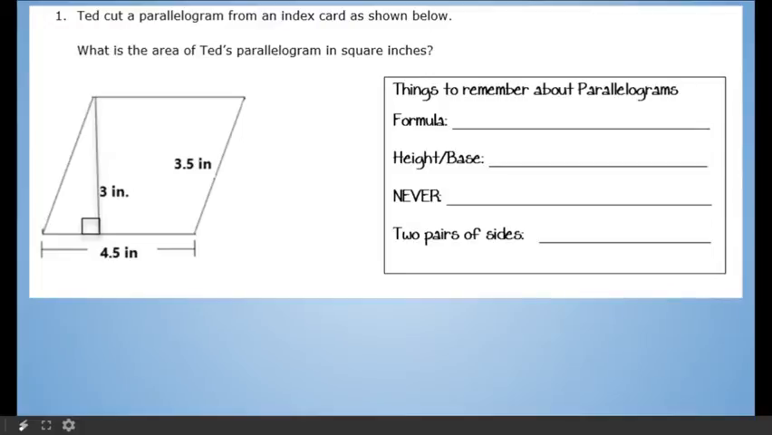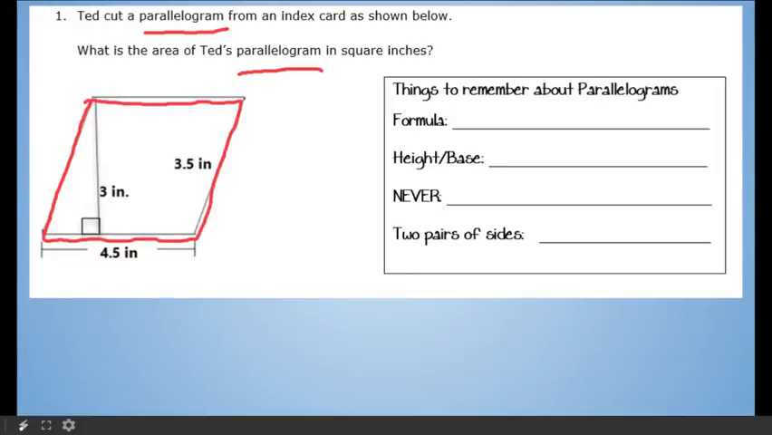Ted cut a parallelogram from an index card as shown below. What is the area of Ted's parallelogram in square inches? So it gives us a picture of it, and it tells us that it is a shape that's called a parallelogram. So a parallelogram is a four-sided figure with two pairs of parallel sides. So we can see that the top and the bottom are parallel, and that these slanted lines on the sides are parallel. It gives you a line through the middle. That is a line that's showing you the height, and we'll get to that in just a minute. But the actual shape that we're looking at is this figure right here, and that is called a parallelogram.